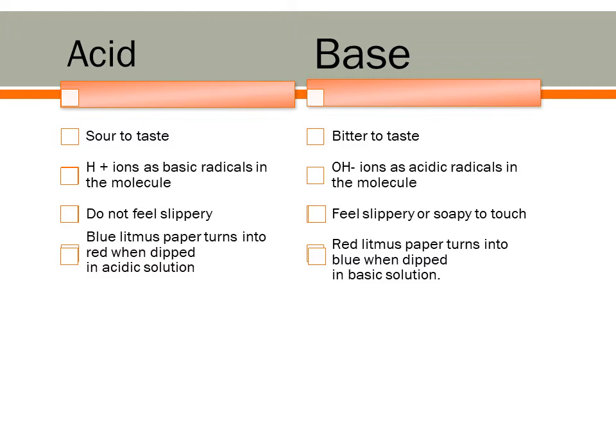Acid converts blue litmus paper into red when dipped in its solution. Bases convert red litmus paper into blue when dipped in its solution. So here is the basic difference between an acid and a base depending upon their nature.